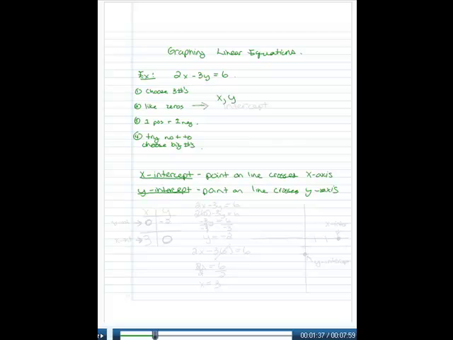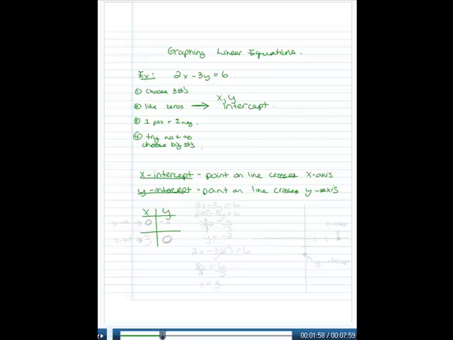So what I want to emphasize is that by choosing 0, you're specifically finding the x and the y intercept. Now obviously there's 2, so that means I have to choose 0 twice. The first time you make x 0, and the second time you make y 0.